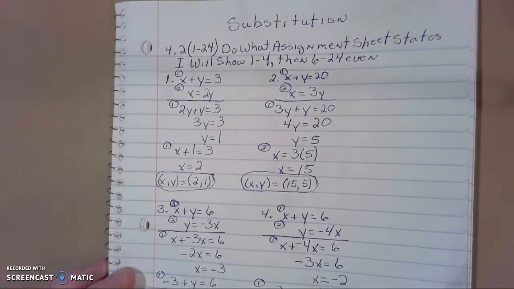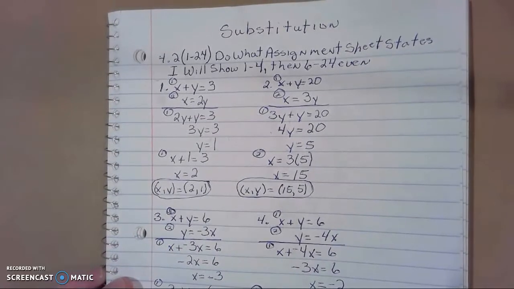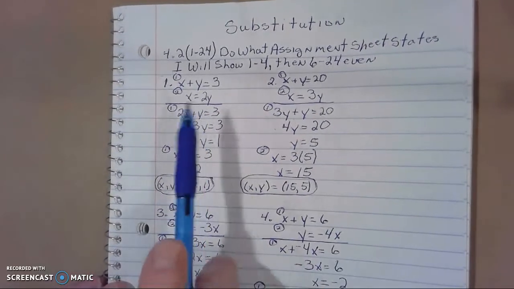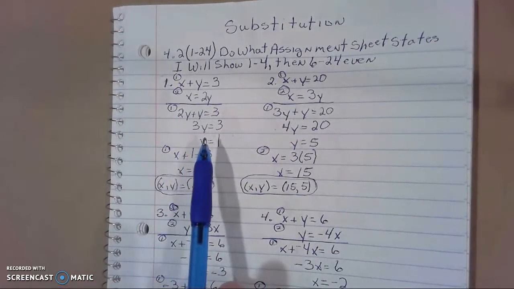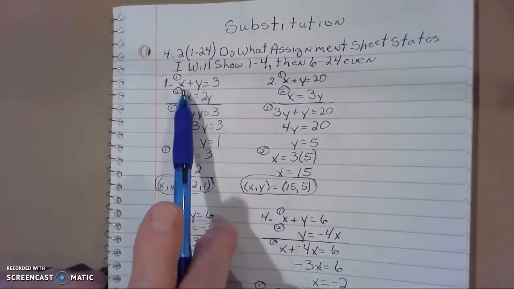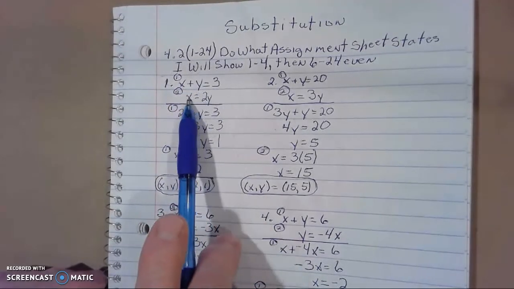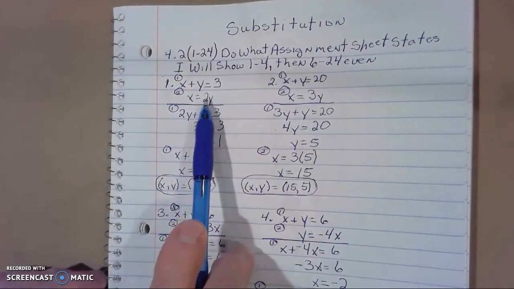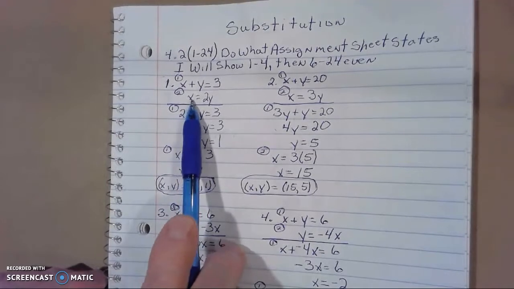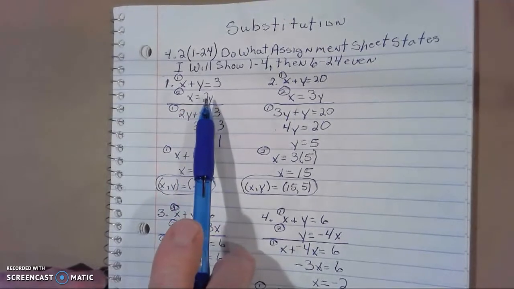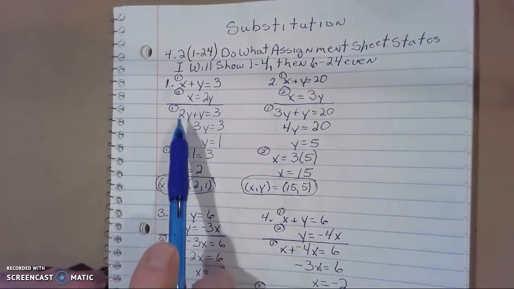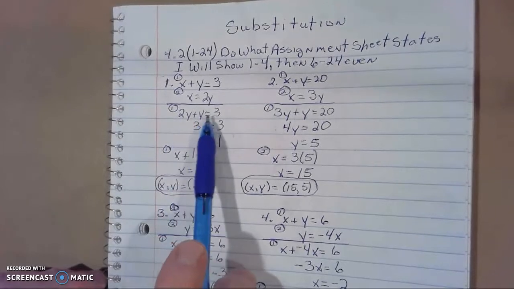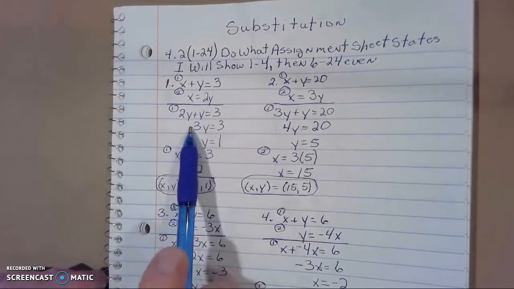And then section 4.2 is substitution. Remember, this is where we substitute something in for one variable. X plus y equals 3 and x equals 2y. From the second equation, x equals 2y means 2y can be put in for the x. So I put 2y in for the x in this first equation.